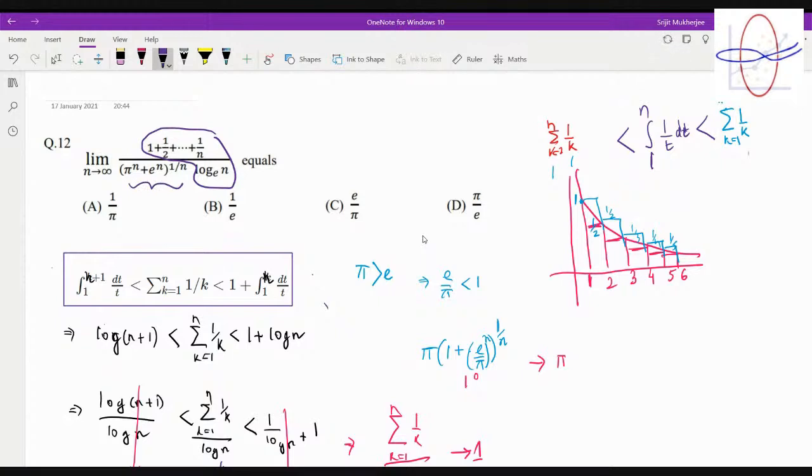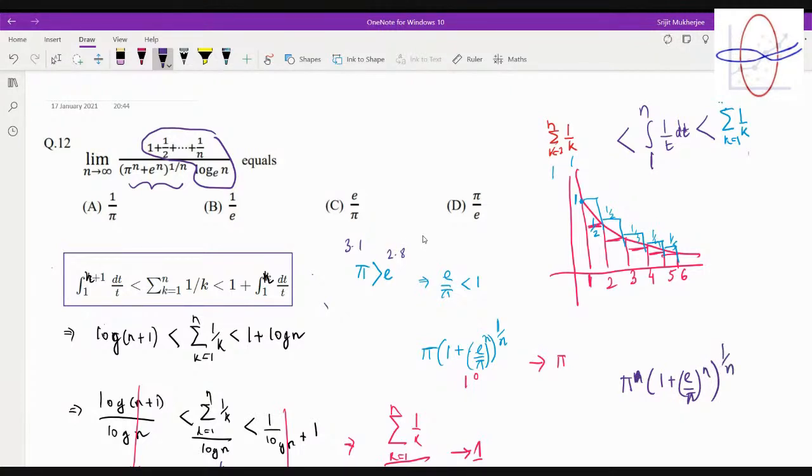Okay, what about this thing now? This thing we will calculate over here. It's very easy. So let's try to understand it. We will observe that pi is greater than e, because pi is 3 point something and e is 2 point something. And e by pi is less than 1. So therefore let's take pi to the power n out. So pi to the power n into 1 plus e by pi whole to the power n. If I take the whole to the power 1 by n, then this will cut, so this will be there.